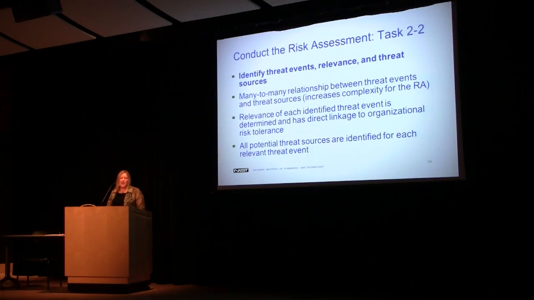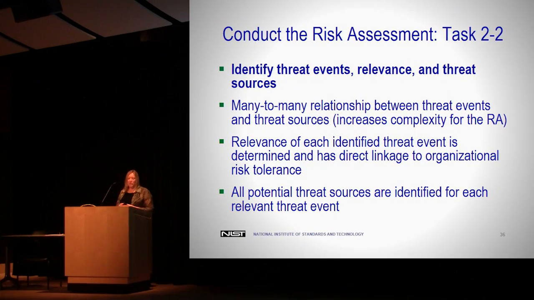And then in the second task under Conduct, we go into identifying the threat events and how relevant they are and what the threat sources are. Now, we have a many-to-many relationship between threat events and threat sources. So a given threat source could cause a multiplicity of threat events and really vice versa. So it's kind of difficult to map that out, and it does increase the complexity, but we try to figure it out anyway.